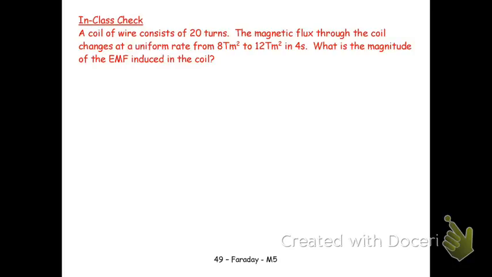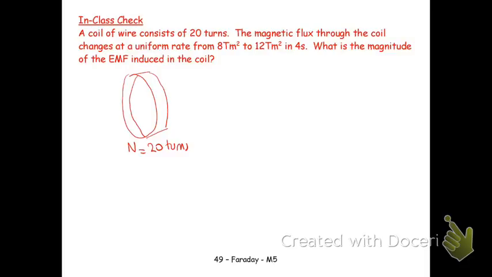Let's do a couple of these. A wire coil consists of 20 turns. So let's do that. Just my shorthand, I show a coil like that. It's basically like a ring with some width to it. N is equal to 20 turns. Electromagnet: the magnetic flux through the coil changes at a uniform rate from 8 Tesla meter squared to 12 Tesla meter squared in 4 seconds.